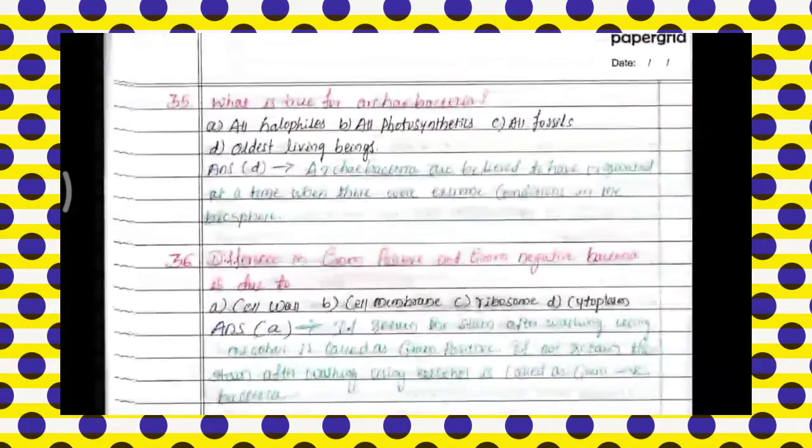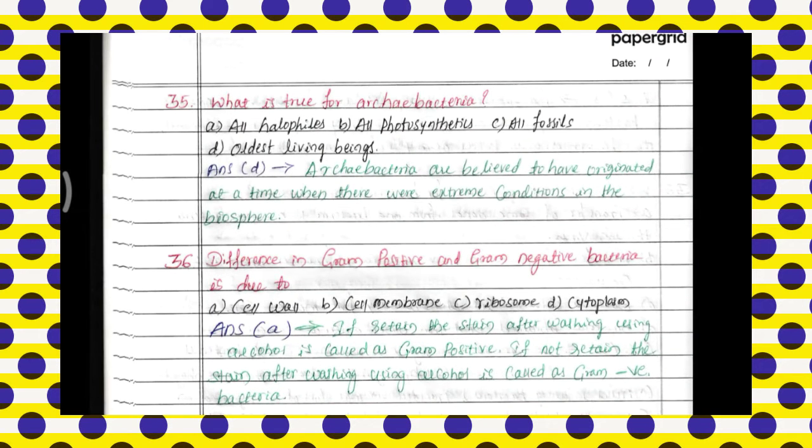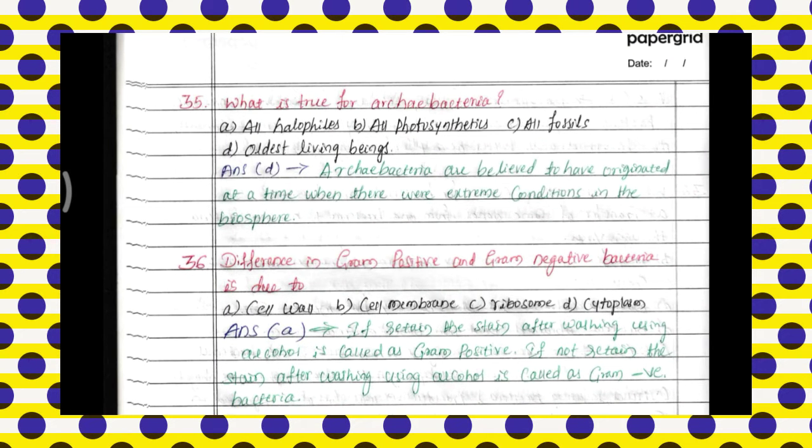35. What is true for archaebacteria? A. All halophytes. B. All photosynthetic. C. All fossils. D. Oldest living beings. Answer is D, oldest living beings. Archaebacteria are believed to have originated at a time when there were extreme conditions in the biosphere.